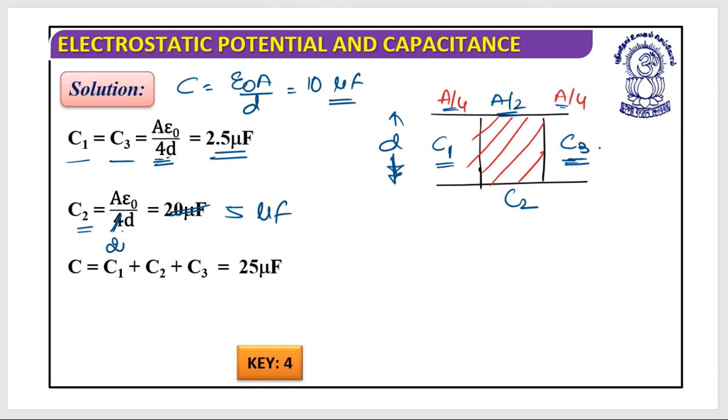Yes, now let's write it down. This C is equal to C1 plus C2 plus C3. Yes, this is 2.5 plus 2.5 plus 5, something like this, and you know the answer. I hope this is clear. Is it clear? Yes, epsilon naught A by D. Okay, then let's move to the next question very quickly.